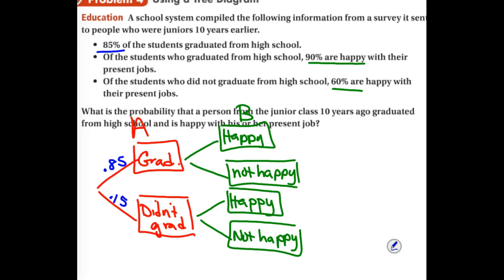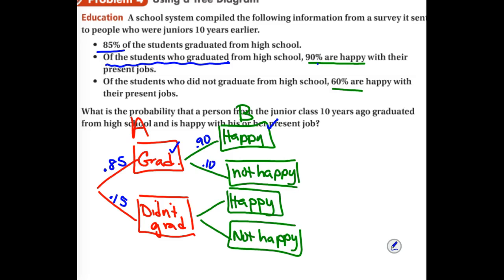The next statement says, of the students who graduated. That's like the given statement that we had yesterday, right? Knowing that they've graduated, 90% are happy. So we have to branch off of the graduating part. All right, we already know they were here, and now we want to go out to them being happy. Does that make sense? So this branch would be 90%, or 0.9. So if of the students who graduated, 90% are happy, how many are not? 10%. Okay?